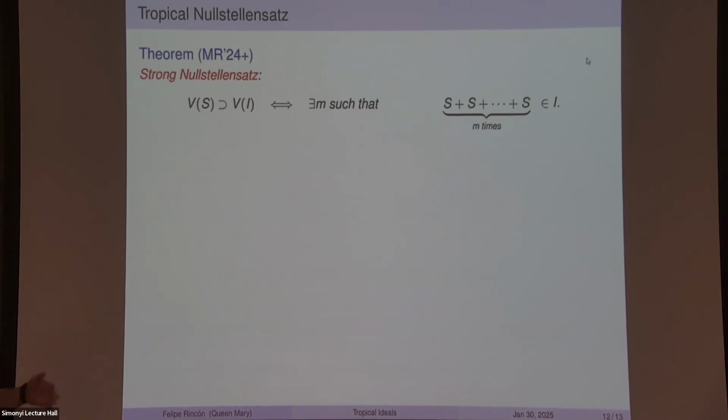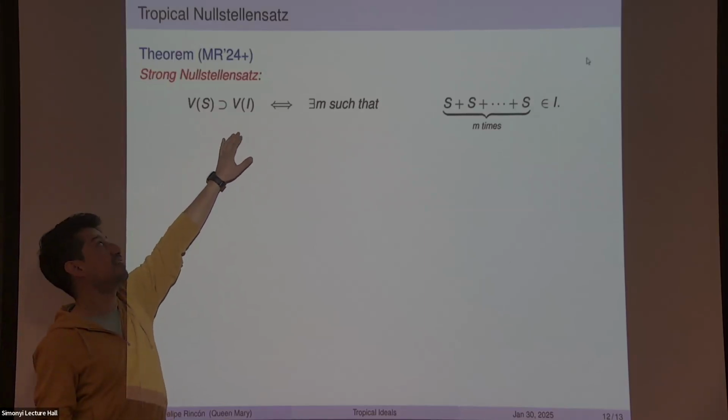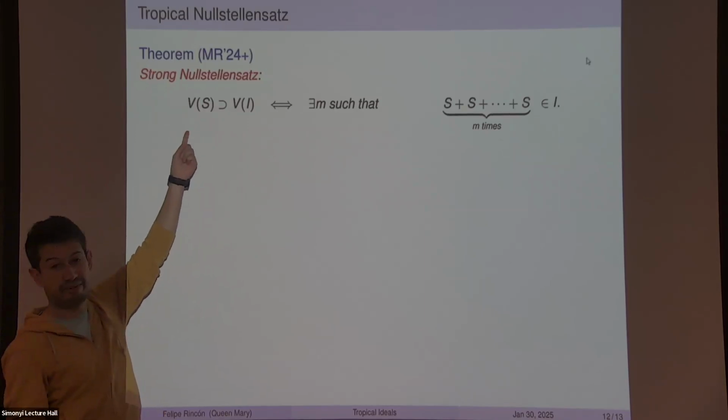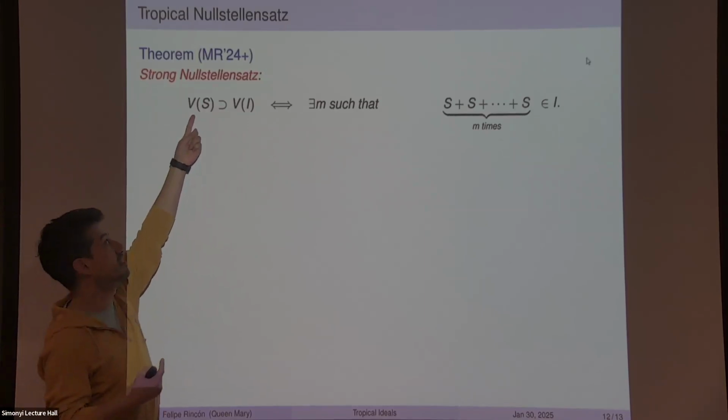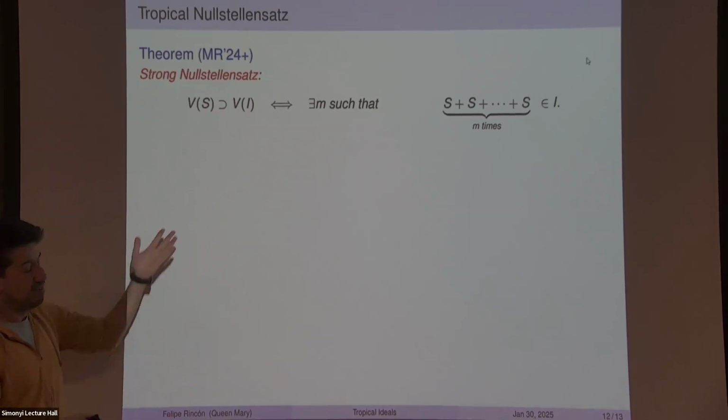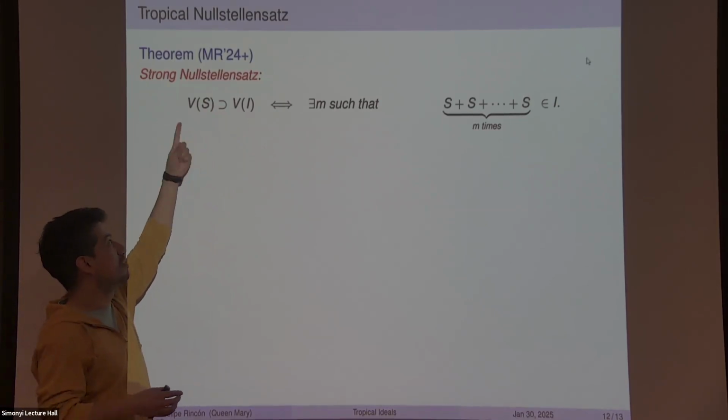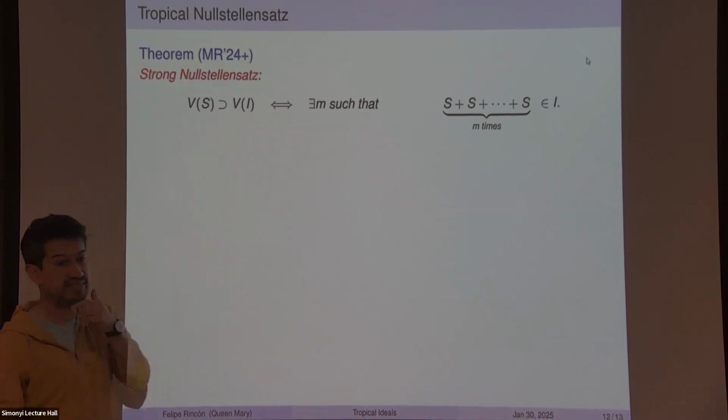I had a slide here about something we've been doing more recently, but maybe I won't go into full detail. I'll just tell you the theorem. Something else we've been thinking about is a Nullstellensatz for tropical ideals. The classical Nullstellensatz for ideals in a polynomial ring says that if you have an ideal, and it turns out that the variety of that ideal is contained in the variety of one single polynomial, let me tell you the classical version, then some power of that polynomial is in the ideal, right? Over an algebraically closed field, I guess.